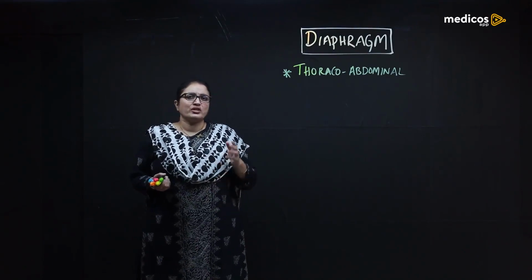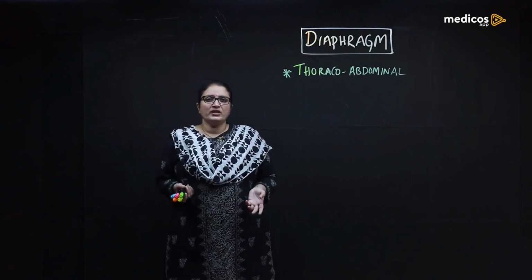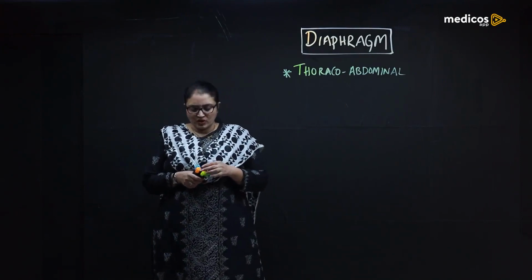What is the structure of it? What is the origin of its muscular part? What are the important openings in it? What is its nerve supply? So let's first see what the origin is.